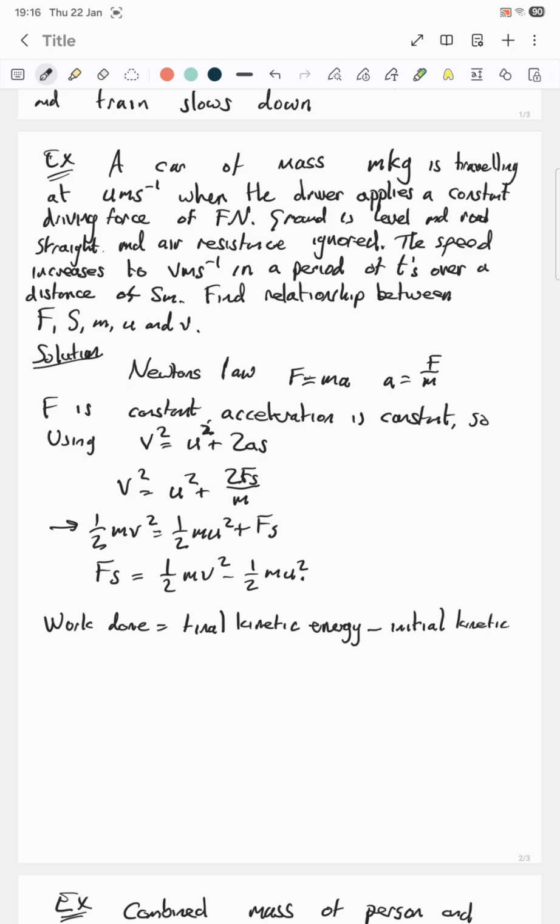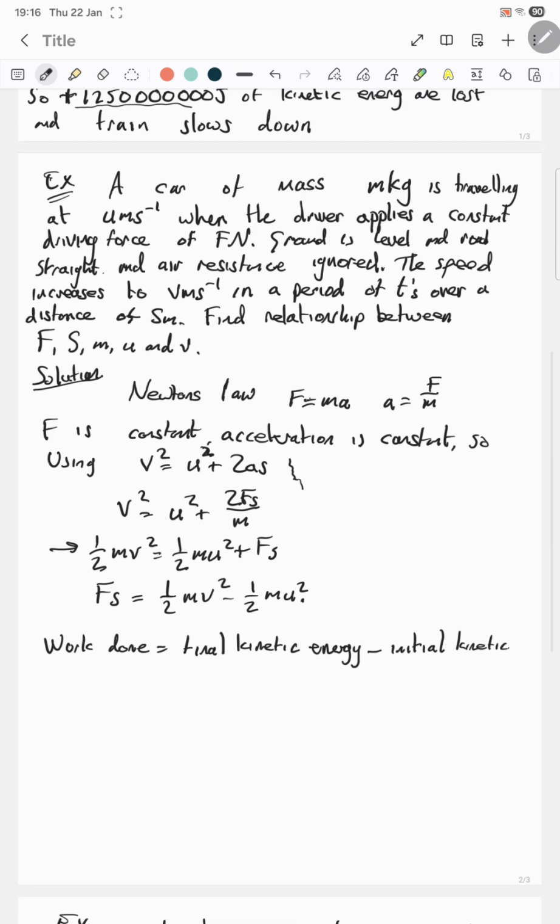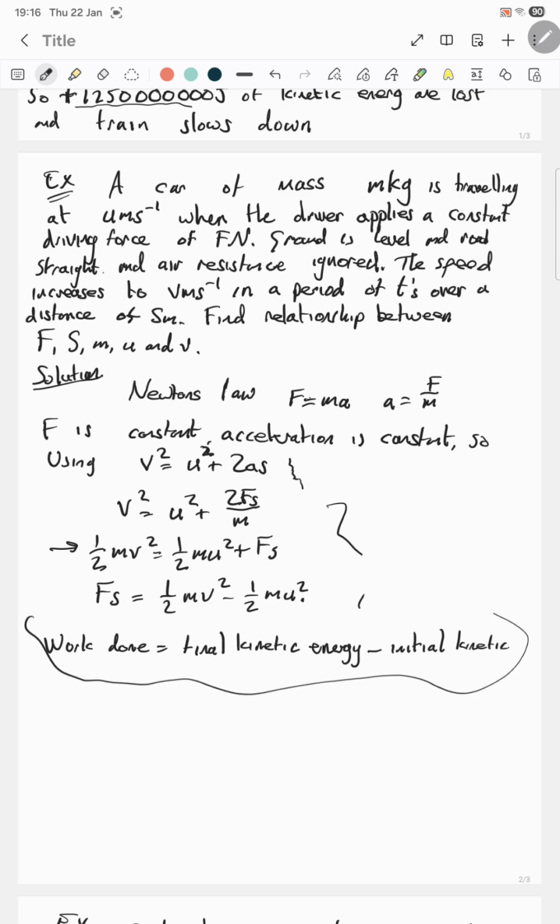Solution: Newton's law, F equals ma, so a equals F over m. F is constant, so using the constant acceleration equations which we derived in another lecture and plugging these values in, we get FS equals this term. Now the work done is the final kinetic energy minus the initial kinetic energy, and this is how we define the work done.